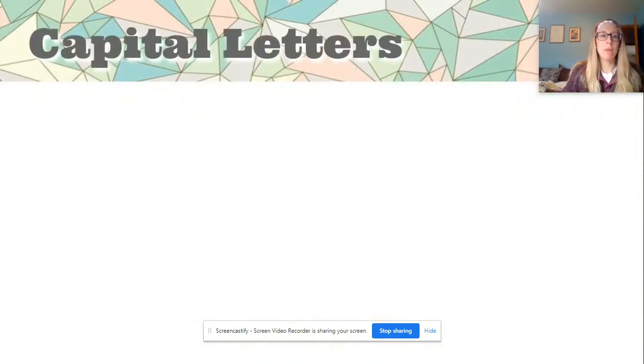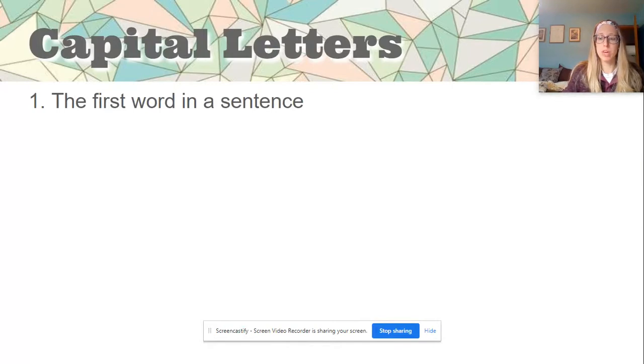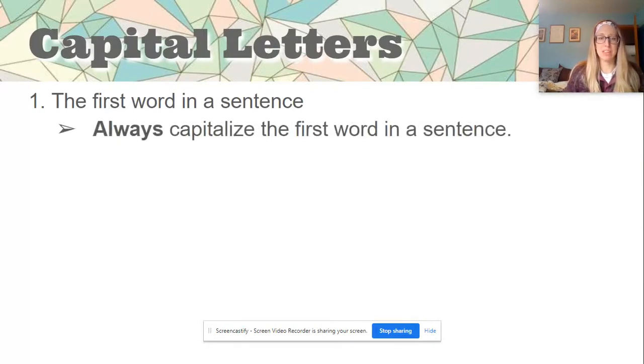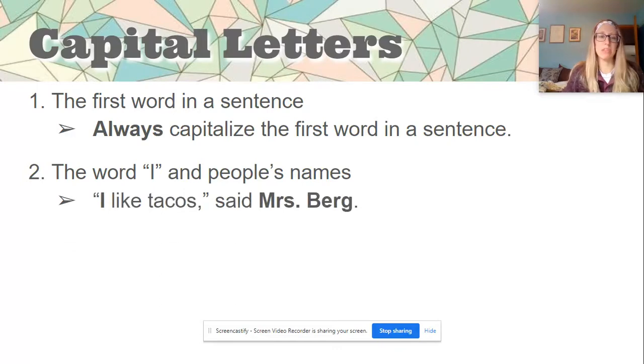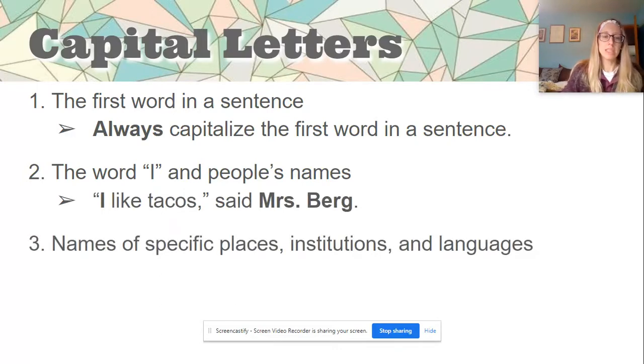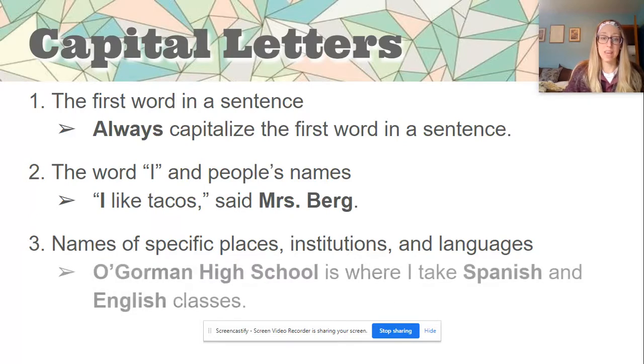So we're going to start with capital letters. There are a few rules that you guys need to know with capital letters. Obviously, we capitalize the first word in any sentence. Okay, that one you guys know. Make sure you capitalize the word I in people's names. Again, you guys know that. You capitalize names of specific places and institutions and languages.